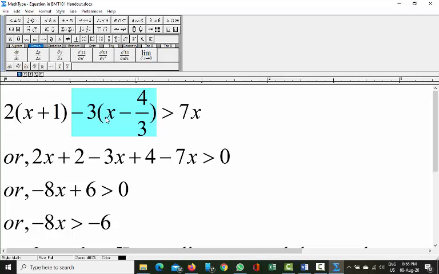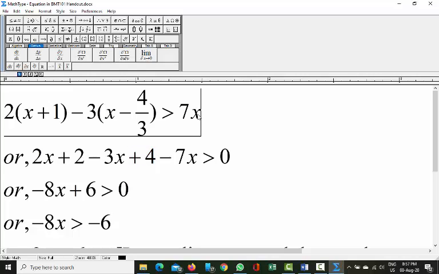If you multiply this, we will have minus 3x and minus a plus 3 multiplied by 4 by 3. So these 3 and these 3 will cancel each other out. So we will have a plus 4 there.